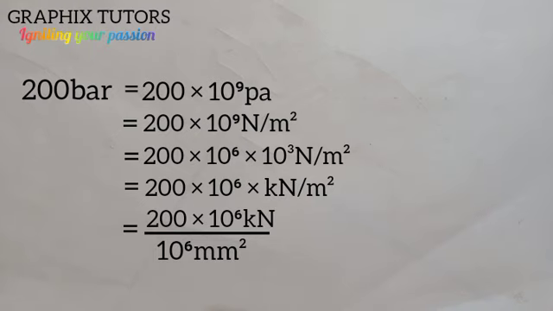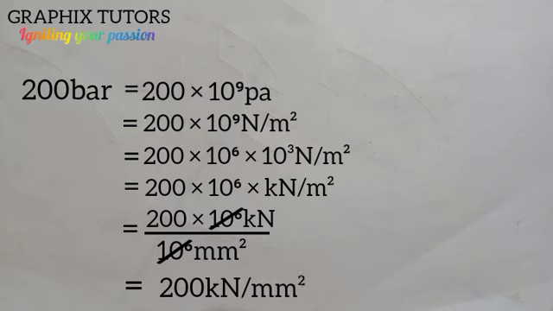So from here, 10 raised to the power 6 will cancel 10 raised to the power 6. So we'll be having 200 kilonewton per millimeter square. So another way of writing 200 gigapascal in kilonewton per meter square, in meter square, it will be 200 times 10 to the power 6 kilonewton per meter square.